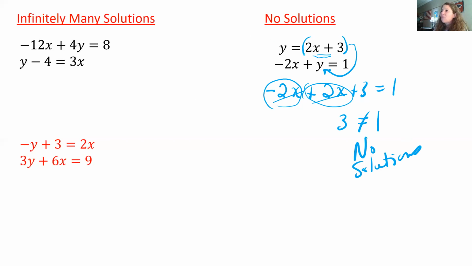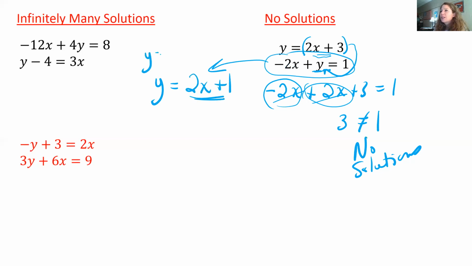So the first one's in y equals form. So let me just show you on this one. If I solve this for y and move that negative 2x to the other side, negative 2x, the opposite of negative 2x is positive 2x plus 1. So this is our second equation.